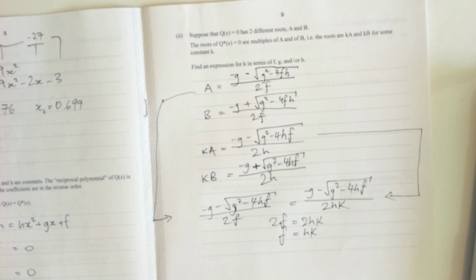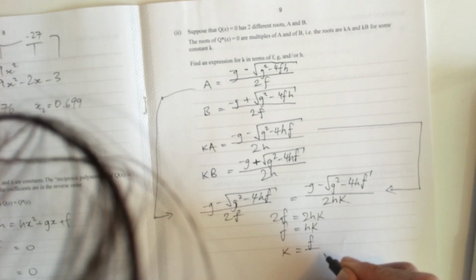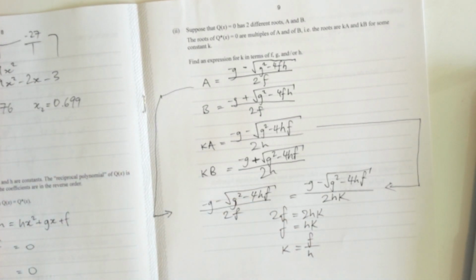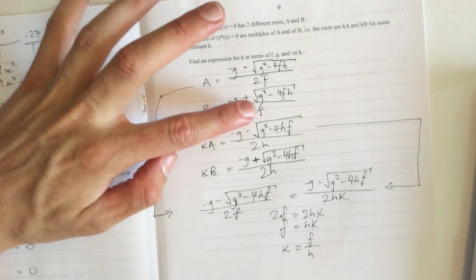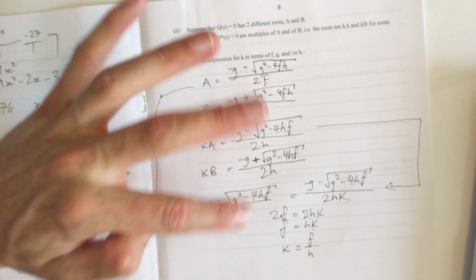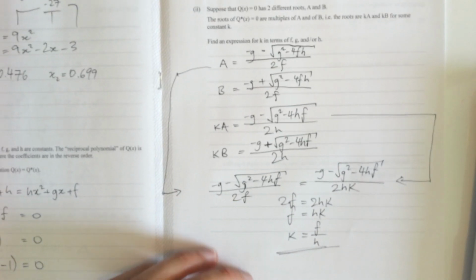Am I going to get more knowledge than that? So find an expression for k. So k equals f over h, I reckon. Because if I do this for here, I'm just going to end up with 2f equals 2hk, which is the same thing. I reckon that's it. K equals f over h. Shucks, I'm really not sure about this exam actually. I like it though, so far. It's exciting.